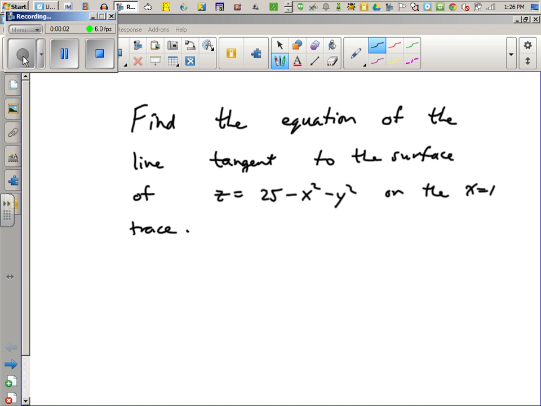Find the equation of the line tangent to the surface z equals 25 minus x squared minus y squared on the x equals 1 trace. Okay, so this looks like a really, really hard problem. Let's just see if we can understand what it means.